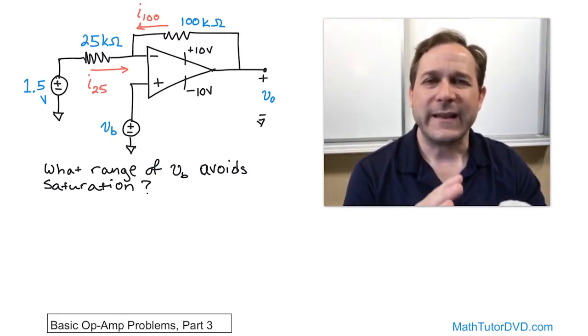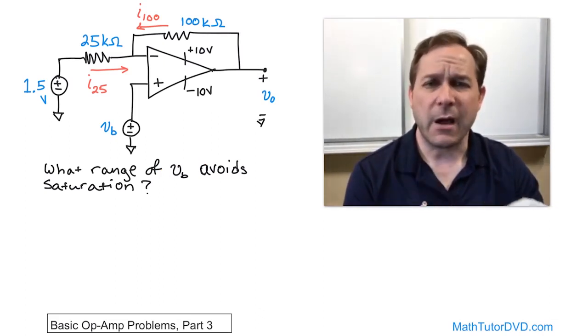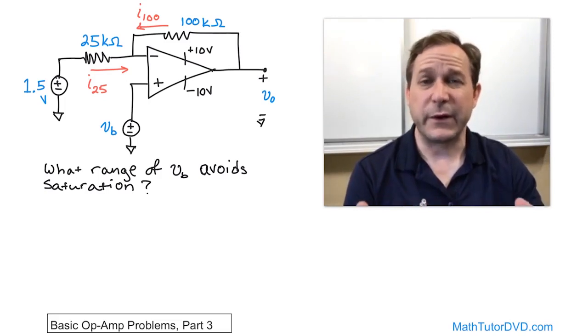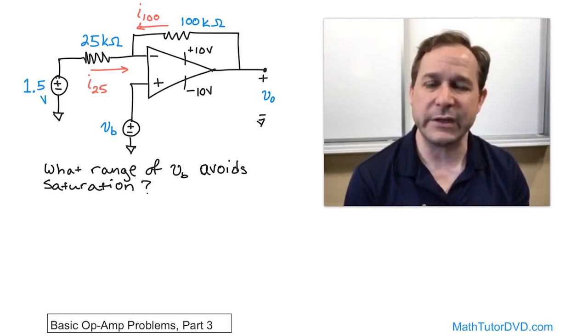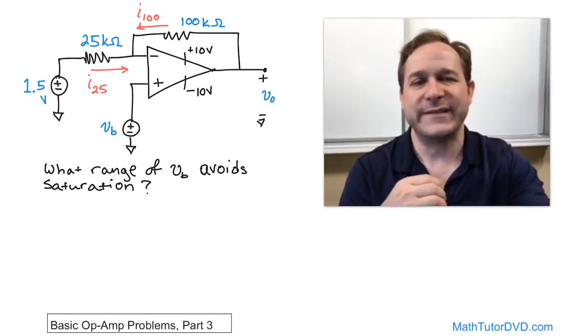All right, so that's kind of the key takeaway here. It's a very common problem that you'll have in amplifiers. In fact, it's very practical. What you need to do a lot of times is you'll have the circuit constrained, but you'll need to figure out how much you can drive the input to avoid this output saturating.